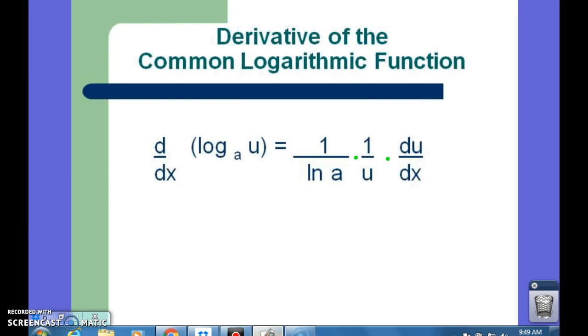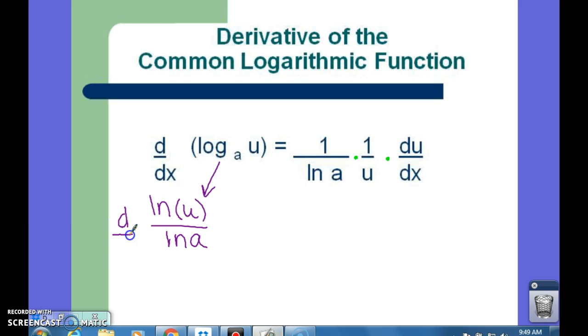This is one of those derivatives that is kind of a pain, and you sort of just have to memorize it. But if you think back to a couple days ago when I gave you that change of base formula, I told you that the log base A of x, or in this case log base A of u, was equal to the natural log of u over the natural log of A, right? So that's the change of base formula. This and this are equivalent.